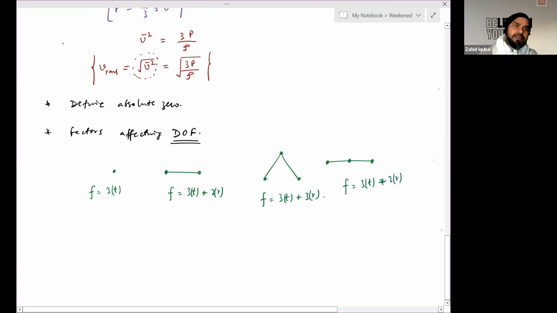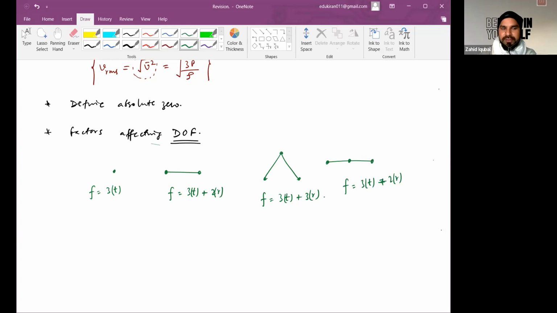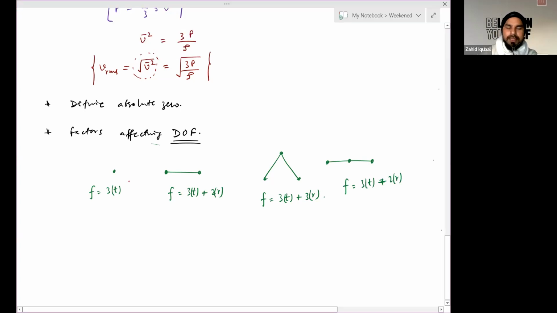So on what factors may the degree of freedom depend? First, the number of particles in one molecule. In the first case, for monoatomic, only one particle having 3 degrees of freedom. But in case of diatomic, we have 2 particles, so degree of freedom now becomes 5. But for triatomic, just like water, we have 6 degrees of freedom. So first we can say it will depend upon the number of particles in one molecule.